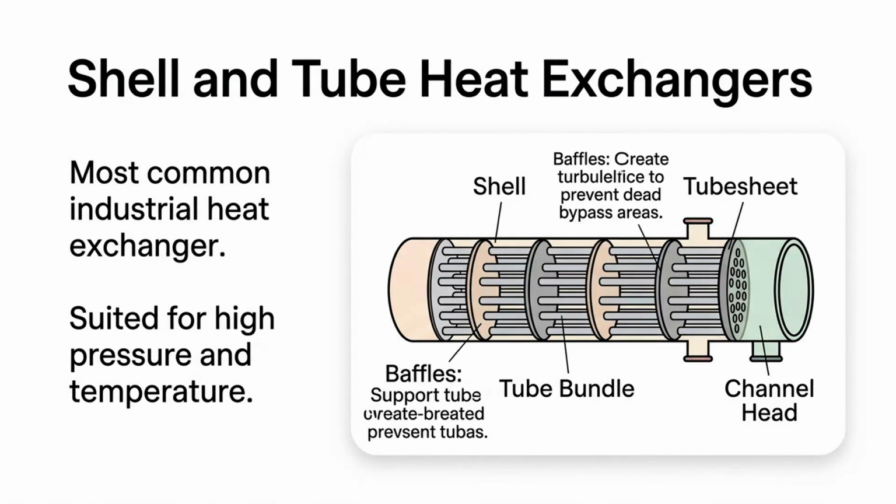Inside the shell, you will find baffles. These are crucial because they support the long tubes to prevent sagging, and they force the shell side fluid to zigzag. This creates turbulence that dramatically improves the overall heat transfer rate.